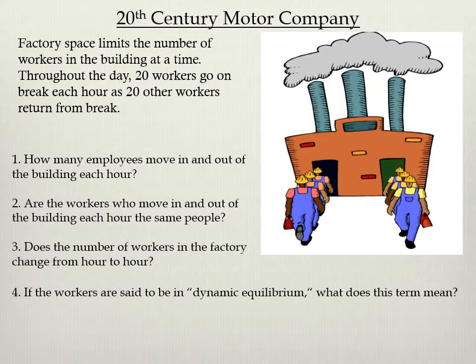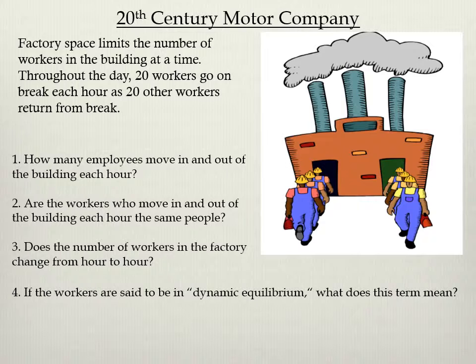Quick little question to think about here before we get to the real chemistry. Let's say you've got a factory, and every time people go on break, 20 workers leave to go on their break, and 20 other workers come back from their break to take their places again. So every hour, how many people are moving in and out of the factory?